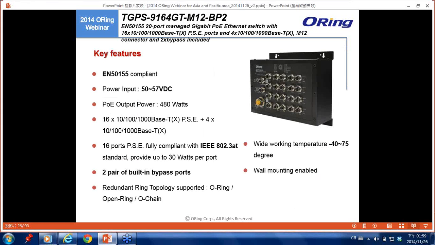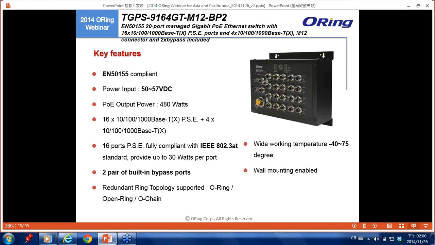TGPS 9164 is pretty much the same as the previous model, but we have more Ethernet ports here. For this model, the total port number will be 20. So it's a 20-port managed gigabit PoE Ethernet switch with 16 ports of gigabit Ethernet and PoE functions, and also 4 additional ports of non-PoE function, as well as gigabit Ethernet interconnected to the bypass paths. The power input for this standard model is 50 to 57 volt DC.